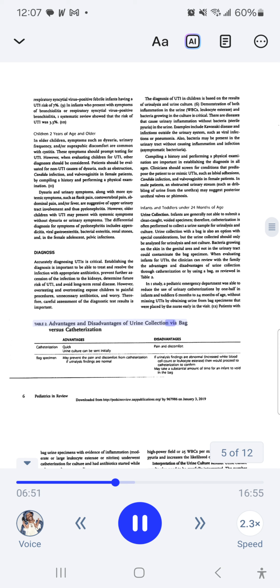Table 2. Advantages and disadvantages of urine collection via bag versus catheterization. Advantages: catheterization is quick, and urine culture can be sent initially. A bag specimen may prevent the pain and discomfort from catheterization if urinalysis findings are normal. Disadvantages: catheterization causes pain and discomfort. If urinalysis findings are abnormal, such as increased white blood cell count or leukocyte esterase, then one would proceed to catheterization to confirm. It may take a substantial amount of time for an infant to void in the bag.